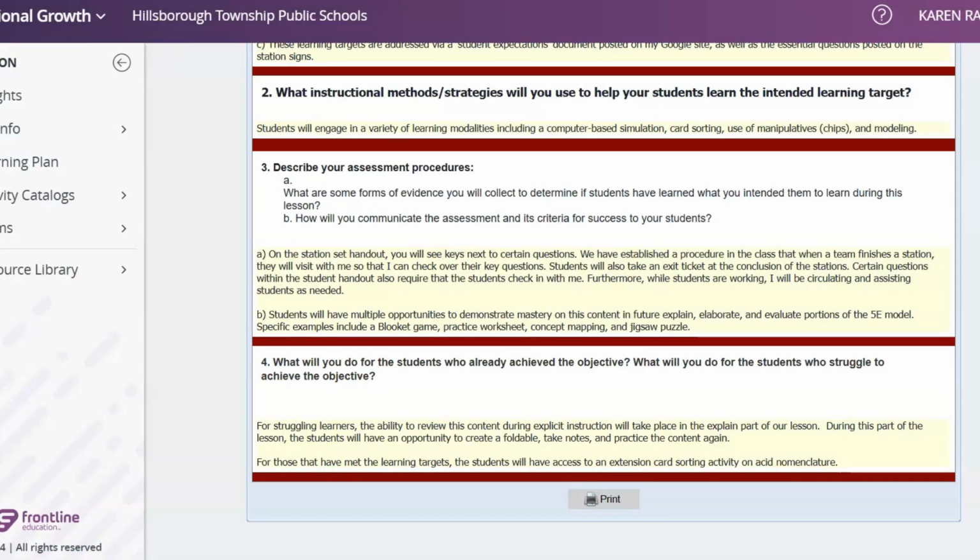The third thing that's really important whenever you're planning for your observation is undoubtedly your observer is going to ask about assessment strategies. How do you know what the students know when they leave the classroom? So in the station set, it's really easy because there are keys next to certain questions. And I've already established a procedure in my classroom where my students will come to me after they finish the station so that I can check their key questions.